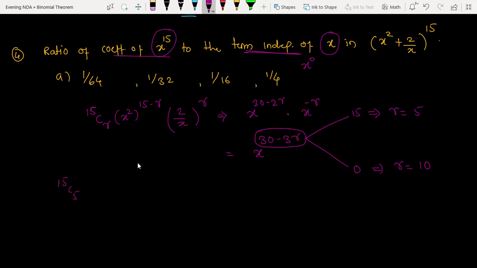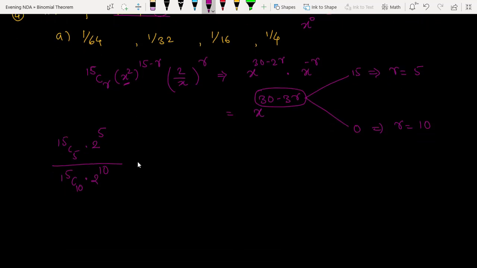15c5 and 15c10. Write down only the constants now. Don't write x again. So what is remaining here? यहाँ पे कोई constant नहीं है, यहाँ पे 2 है. So I get 2 raised to power 5 divided by 15c10 and 2 raised to power how much? 10. That's it.